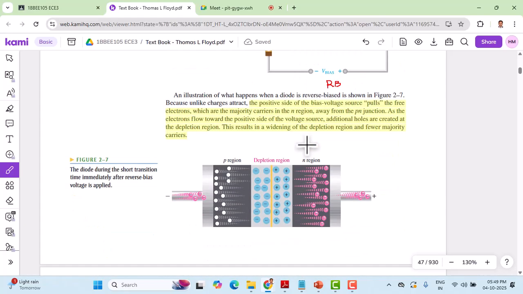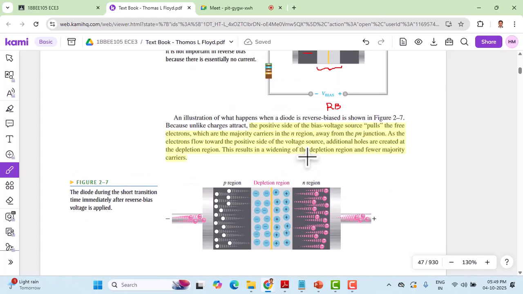Now let us move to the other things, and let us see what happens to the PN junction when we try to bias the diode in the reverse direction. So here we need to understand, unlike charges attract each other.